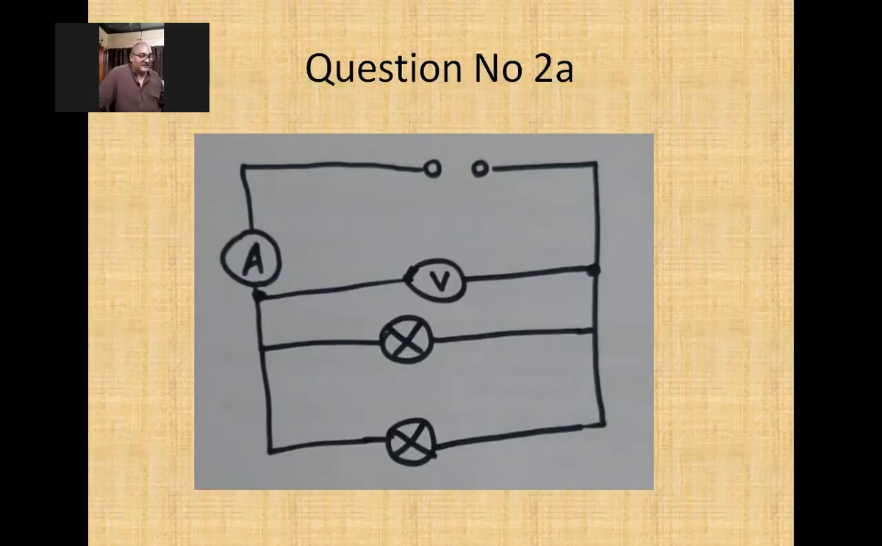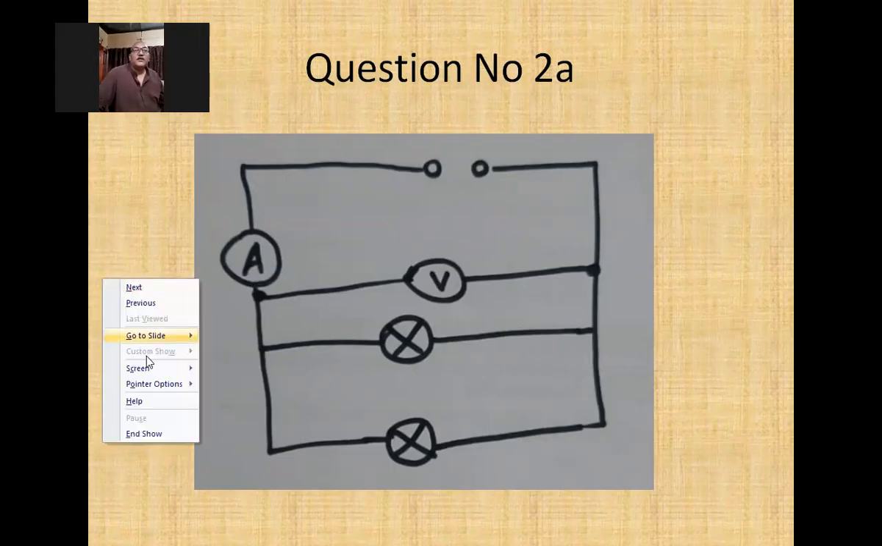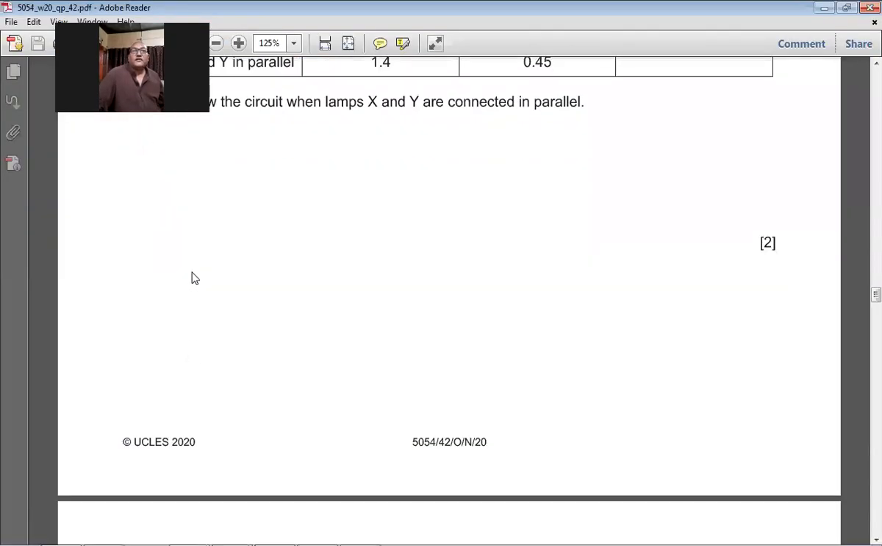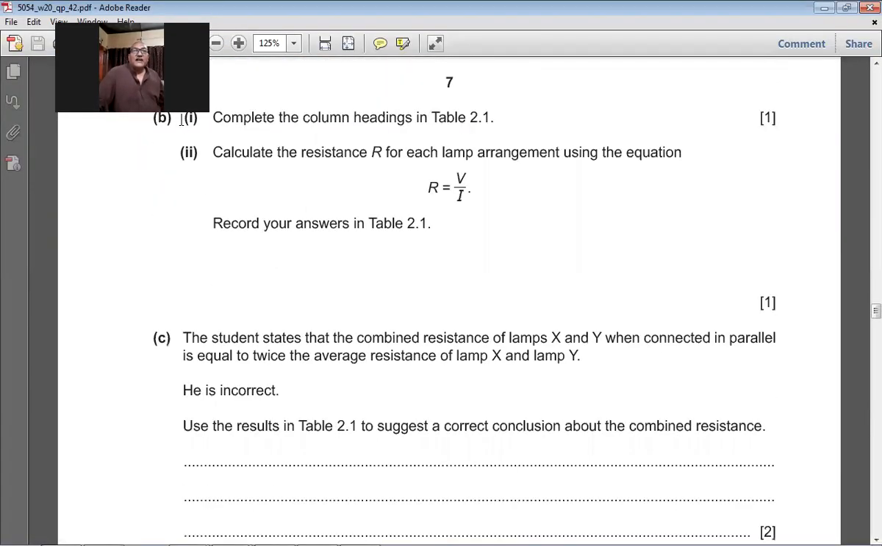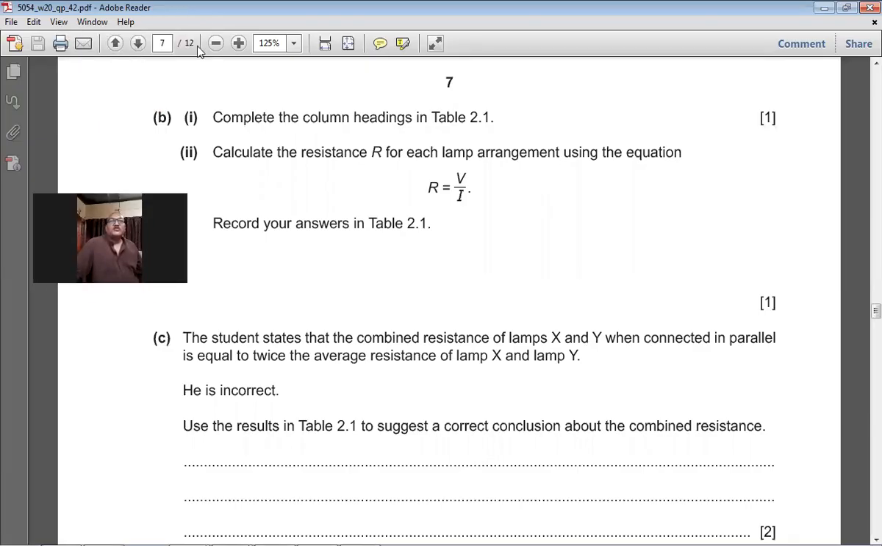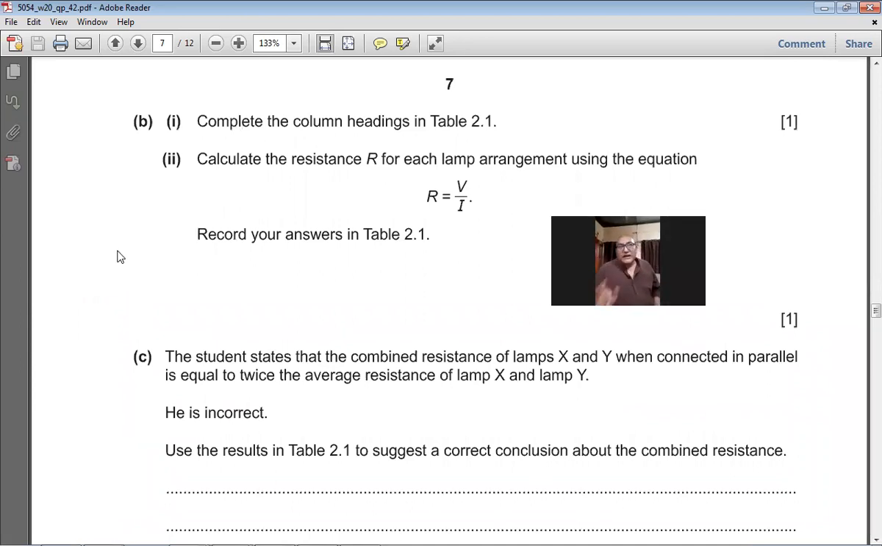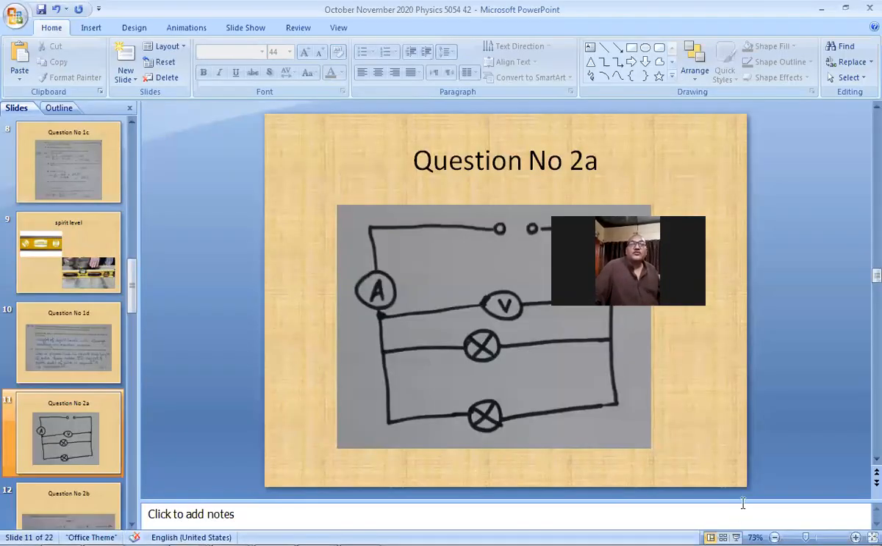And the next part is, let's read the question first. So we are done with that drawing of the circuit. Now the question is, they say: complete the column headings in the table 2.1. And the second part is: calculate the resistance R for each lamp arrangement using the equation R is equal to V by I. Record your answers in the table 2.1. One mark for these questions, and let me show.